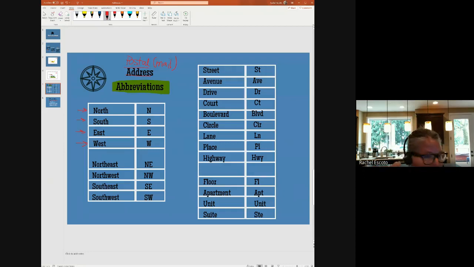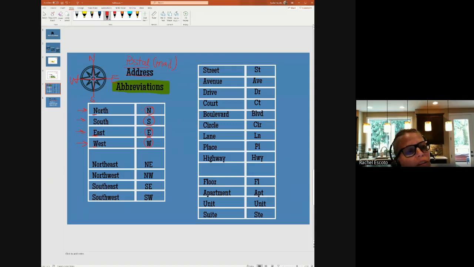Again, north, south, east, west. Okay, and if you think about a compass, right, we have north, south, east, and west. The abbreviation for these is just the first letter, a capital letter: N for north, S for south, E for east, and W for west.